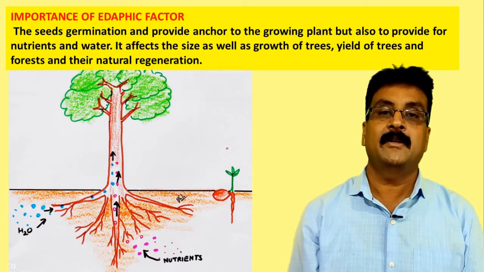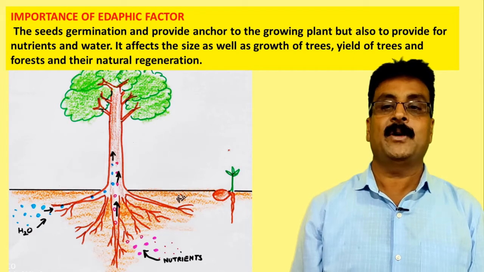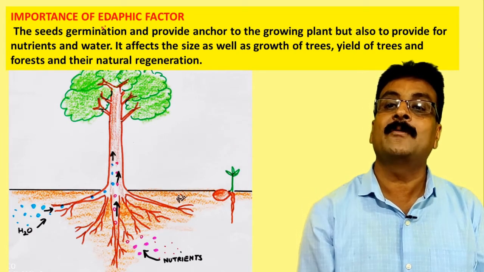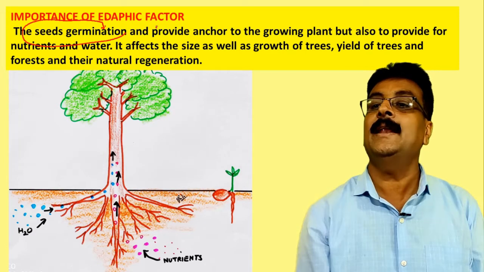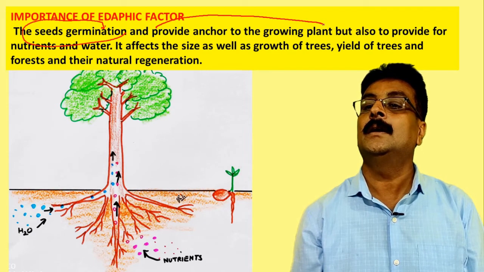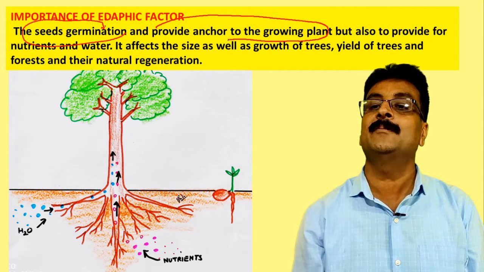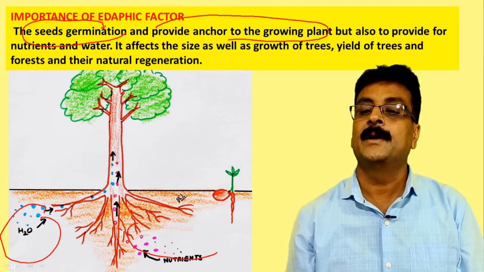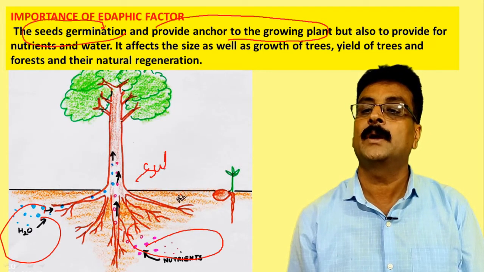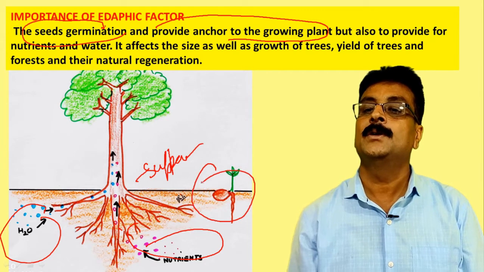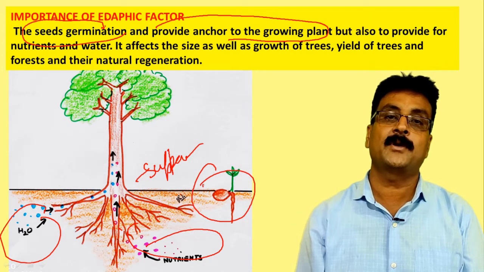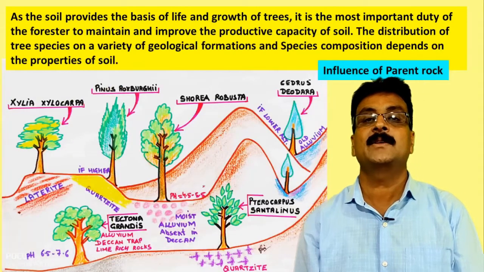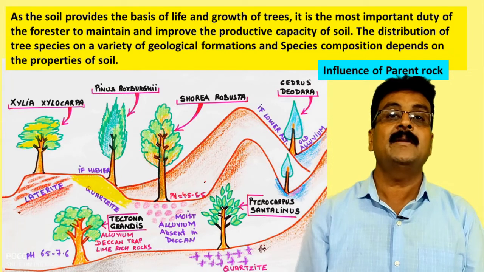So the importance of edaphic factor, let's understand the importance. What is the importance of edaphic factor? Very simple. The edaphic soil is important for the forester for seed germination and anchoring the plants to the soil. It gives you water, it gives you nutrient, it gives the support, and germination. So these things are very important for a forester to understand the soil, and then we can manage it very nicely. Because we can understand it very nicely, the parent material is very important.